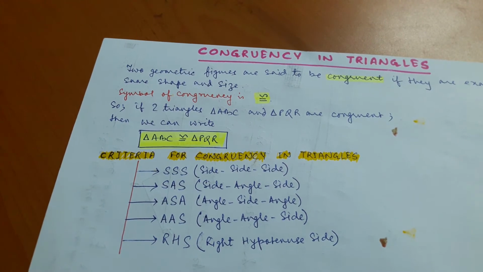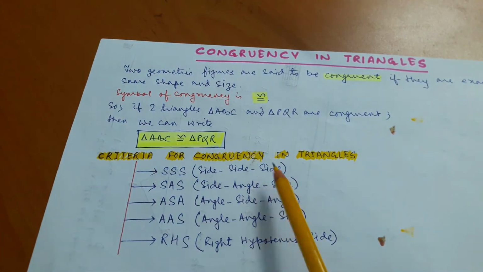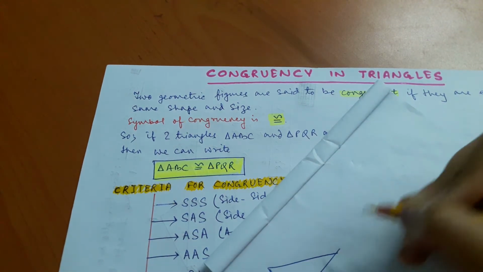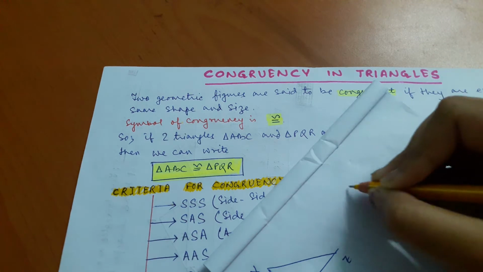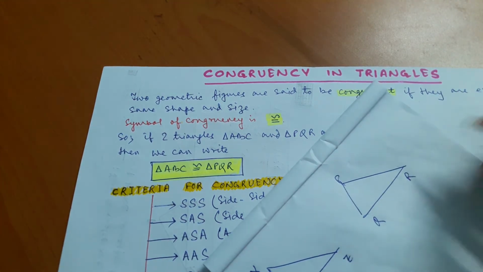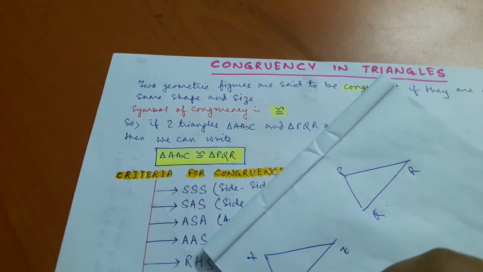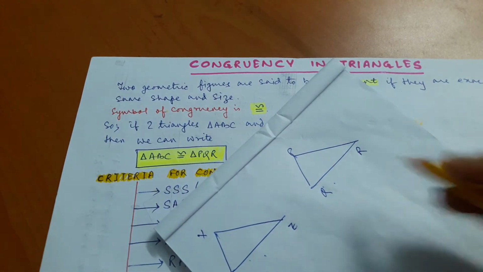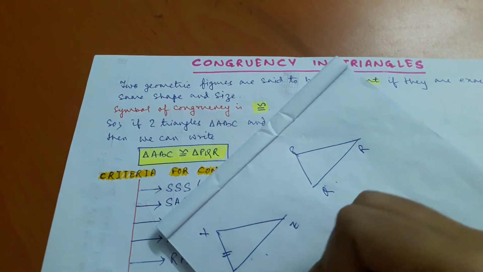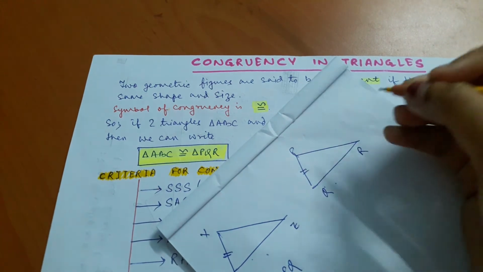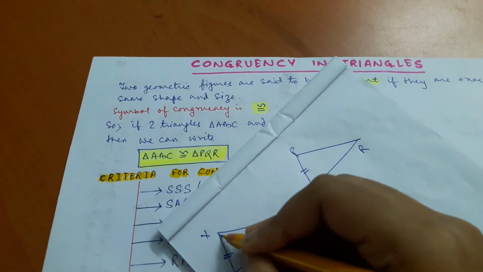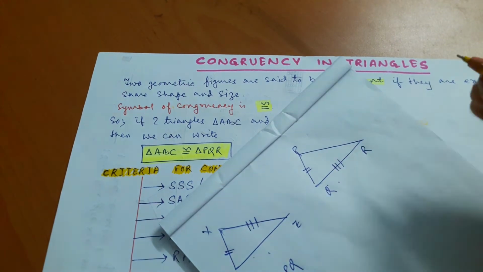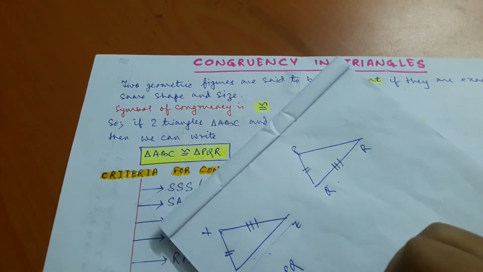So see, what are the criteria? First of all, SSS, which means side, side, side. What does side, side, side mean? It means that suppose there are 2 triangles, XYZ and PQR. If all the sides of these two triangles are correspondingly equal. I have used the word correspondingly. What does correspondingly mean? Suppose I am writing XY is equal to PQ, and suppose XZ, this side, is equal to QR, this side, and say YZ is equal to PR.